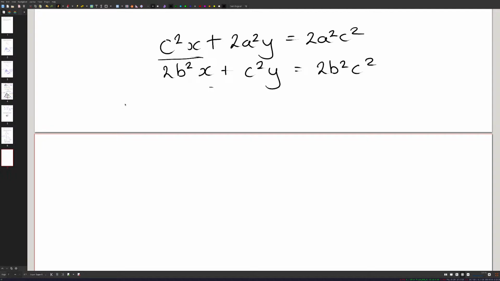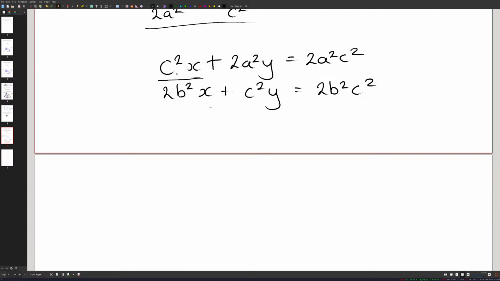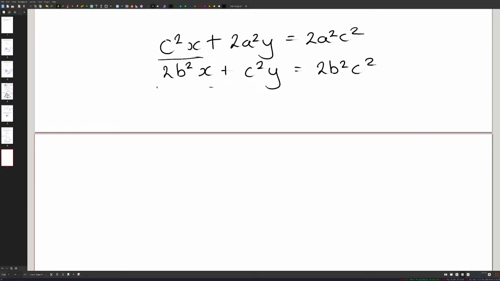I think it might be less horrible to, 2b squared plus c squared is going to relate to 2a squared plus c squared. How? It's not really. I don't know. I was going to say maybe we can just add them and things just work out nicely, but it doesn't look like it. I think the best approach I've got at the moment is just to solve this.